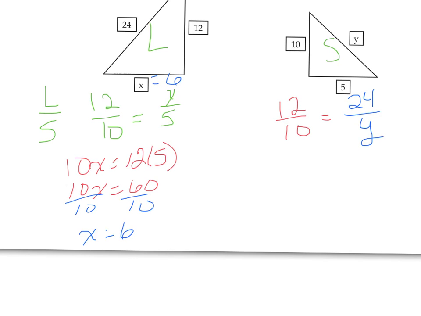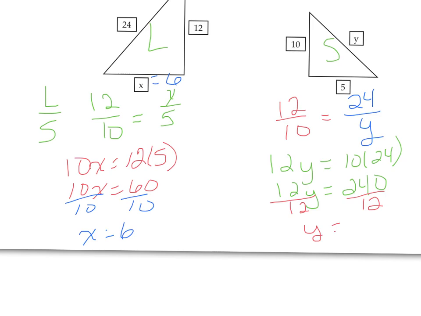And the cross products again will tell us that 12y equals 10 times 24. Simplify. 12y equals 240. And divide by 12 to isolate that y. We get y equals 20.